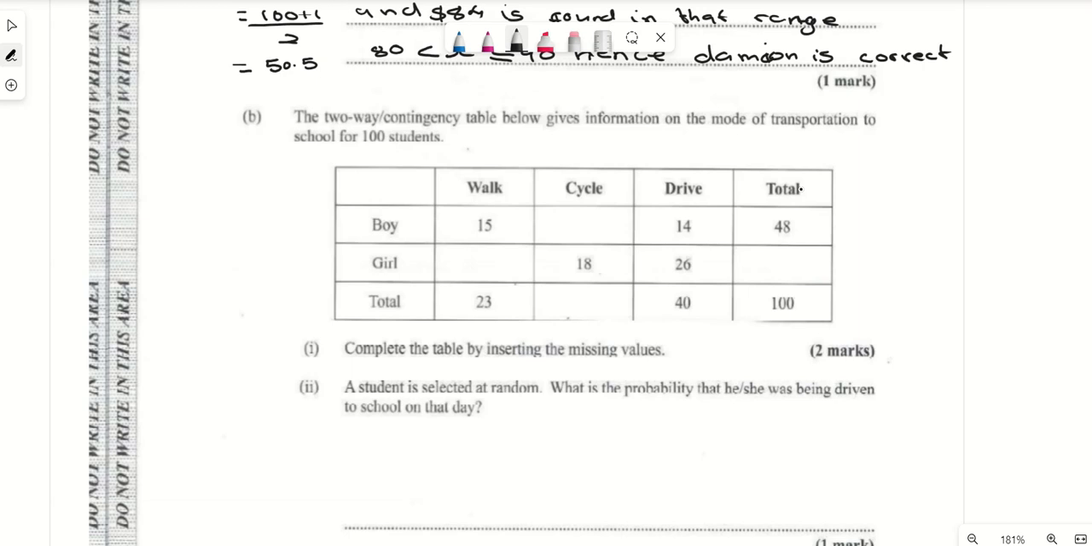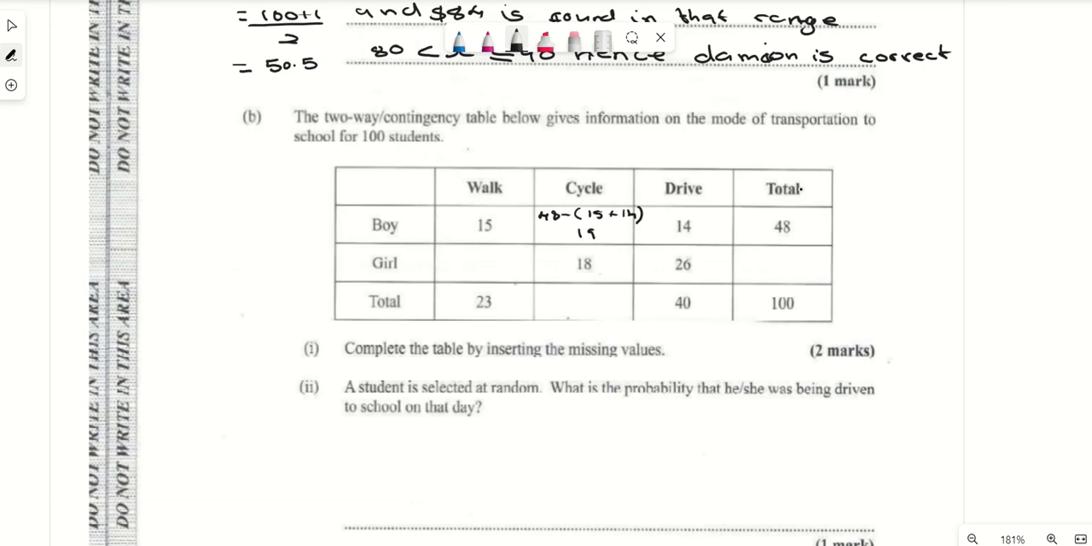So what we are going to do here is we are going to say 48 minus 15 plus 14, which would give you 19 cycle. So 15 walk, 14 drive, and the rest cycled. And if we know the total is 48, you just add the 2 and you minus it from 48.